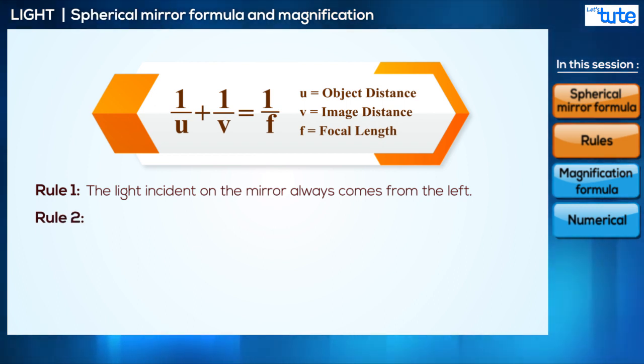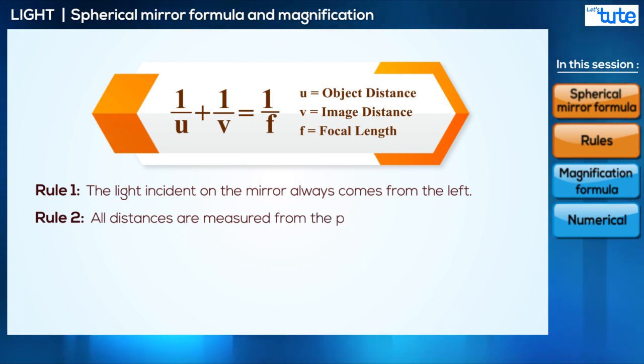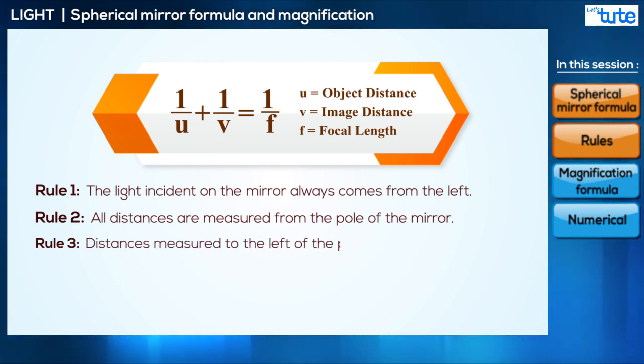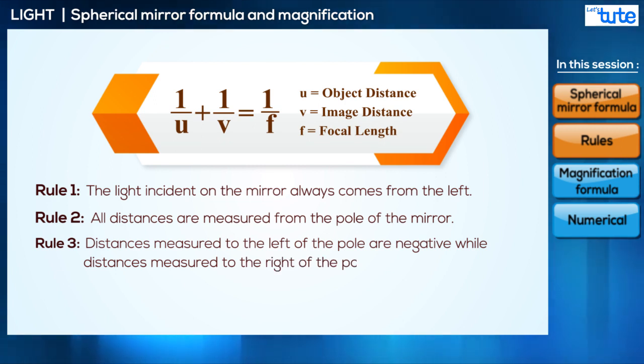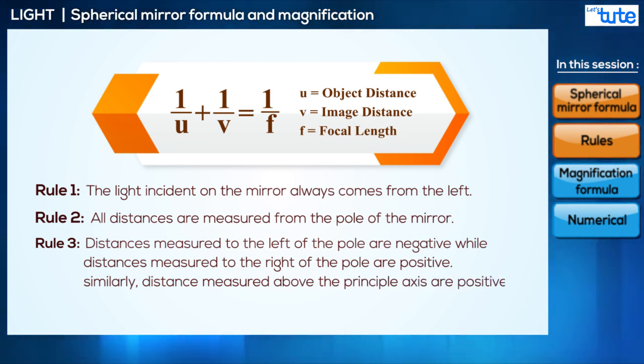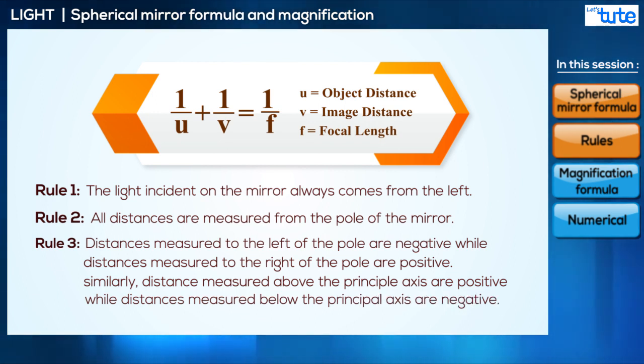Rule number 2. All distances are measured from the pole of the mirror. And lastly, rule number 3. Distances measured to the left of the pole are negative, while distances measured to the right of the pole are positive. Similarly, distances measured above the principal axis are positive, while distances measured below the principal axis are negative. The only reason these rules exist is convenience and to avoid confusion.